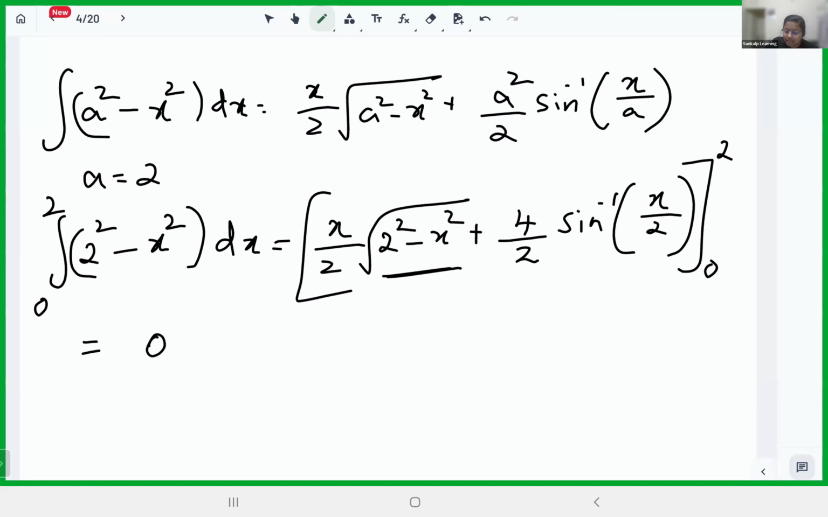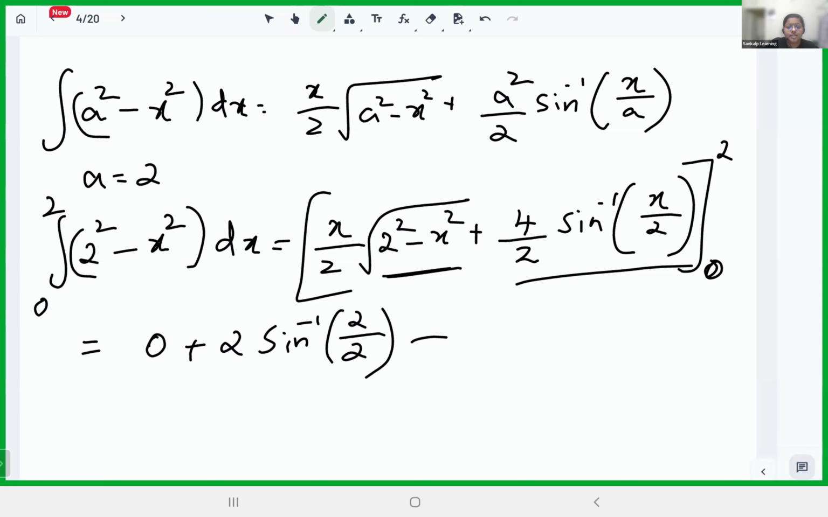And now in the second term, if you put 2, what happens? It is 4 by 2, which is 2, sine inverse of 2 by 2, minus. And now if you put the lower limit, x is equal to 0, right? So this first term will be equal to 0. And what is the value of this term? It is sine inverse of 0 by 2, that is sine inverse of 0, which is 0. So that term is also 0.